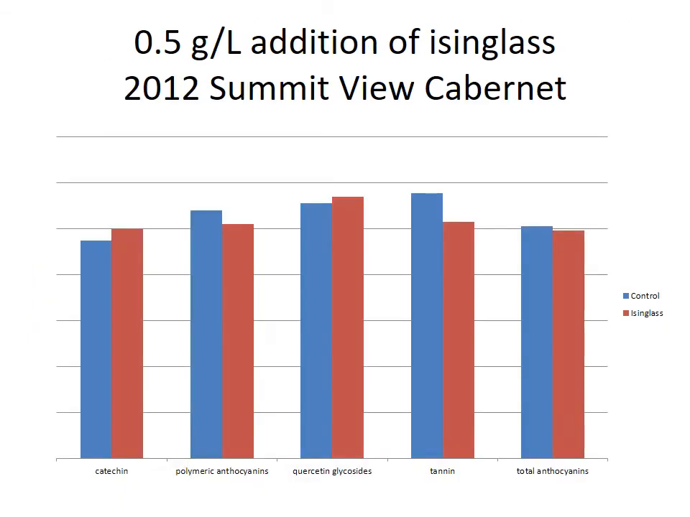And to be honest, here's a real example. This is our 2012 Summit View Cab. And we see that the catechin kind of popped. And every time we do a fining trial, we sort of see that. And I think that's just it removing other things that normally were attached to catechin. And then polymeric anthocyanins drop a little bit and tannin drops a little bit. But for the most part, it's a very mild agent.